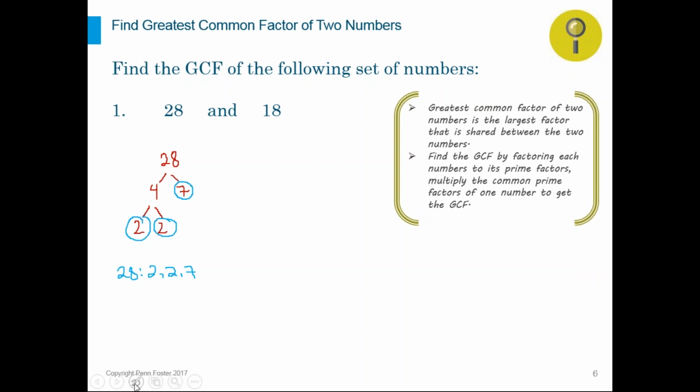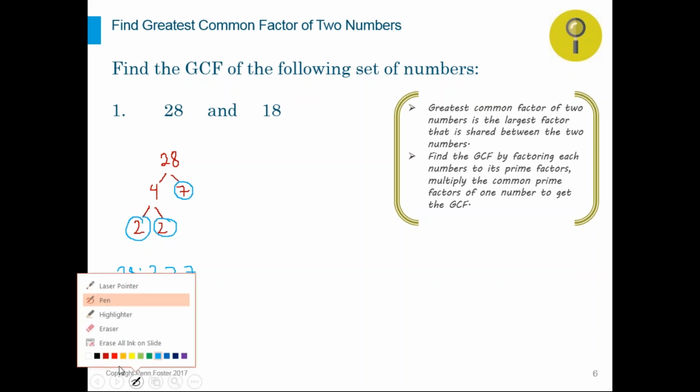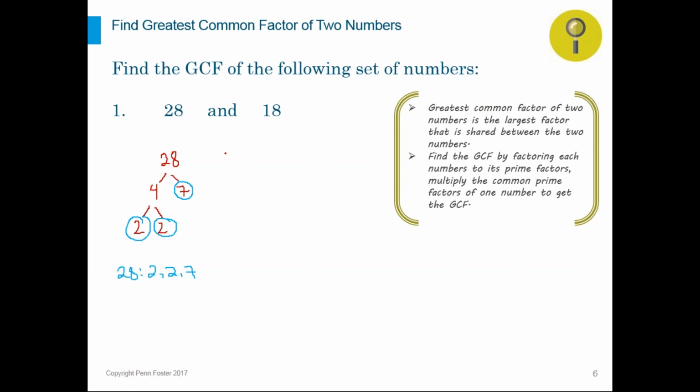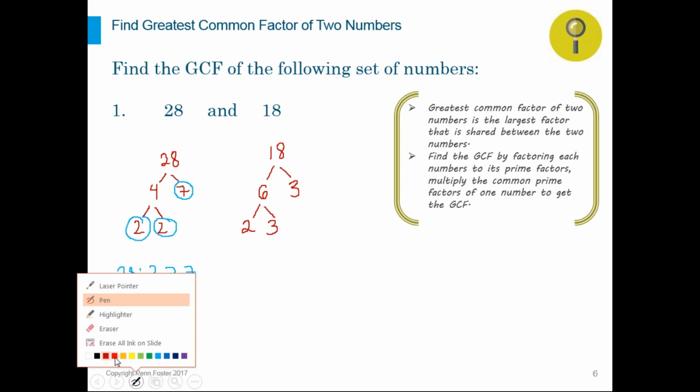Now I need to see what is common between 18 and 28. So let's do the same thing for 18. A tree, and I know from my knowledge as well that 6 times 3 is 18. 6 is not a prime number because 6 is actually 2 times 3. Look at the leaves and I realize that 2, 3, and 3 are prime numbers, prime factors. So that's it. I'm not going to extend my tree anymore.